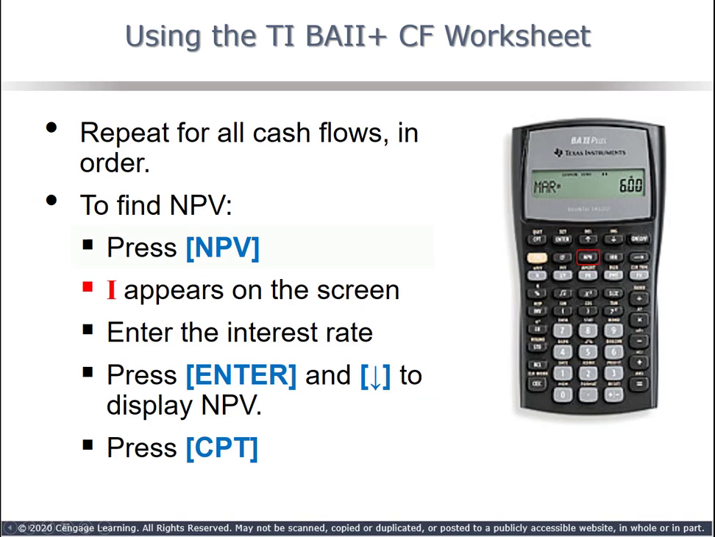To find the NPV, press NPV. The display shows I is equal to 0, asking for the discount rate. Enter the rate as a whole number, press enter and down. The display will show NPV. Press compute and the computed net present value will be displayed.